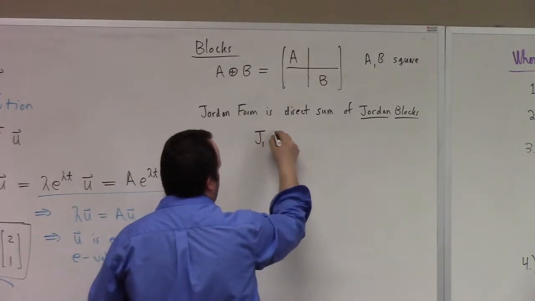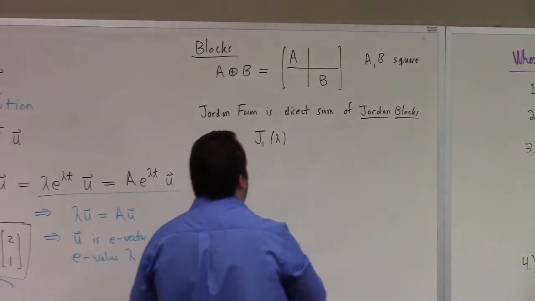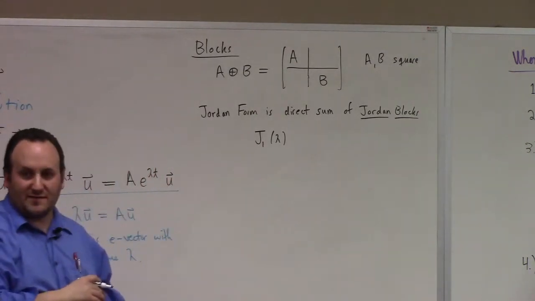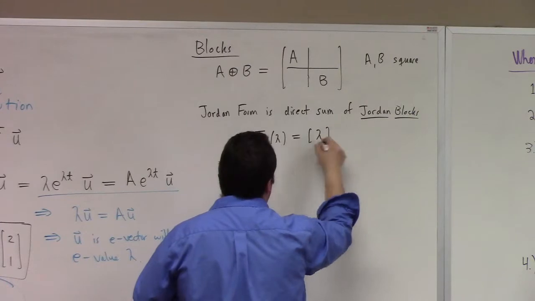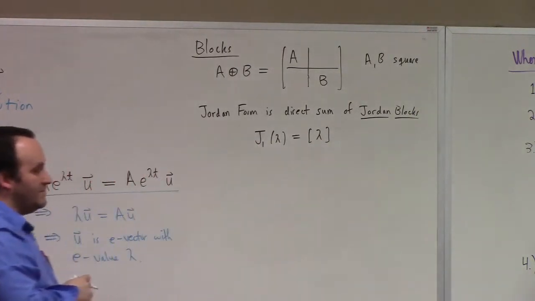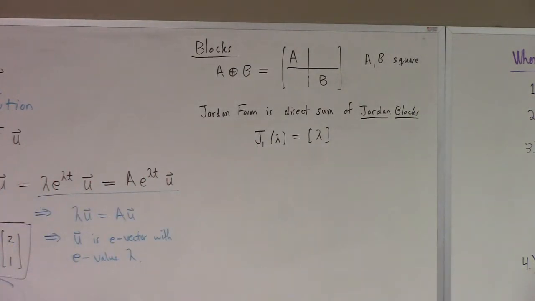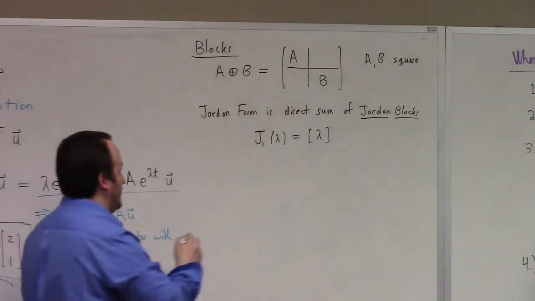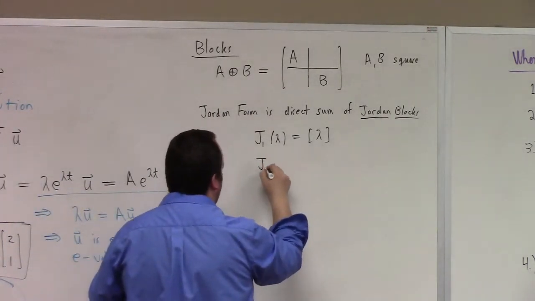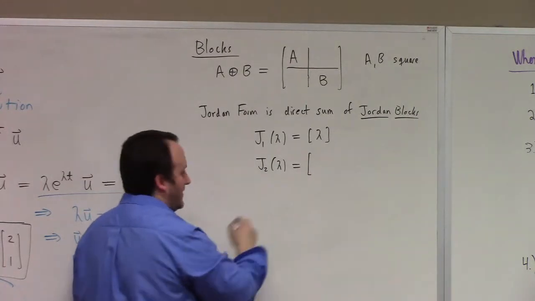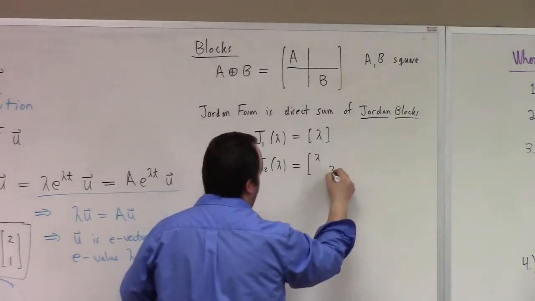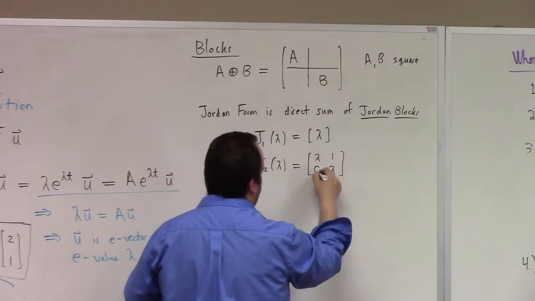J1, lambda. This is extremely silly. This is the 1 by 1 Jordan block. It is just lambda, a 1 by 1 matrix. What is the second Jordan block, J2? You got yourself a lambda and a 1 on the super diagonal.